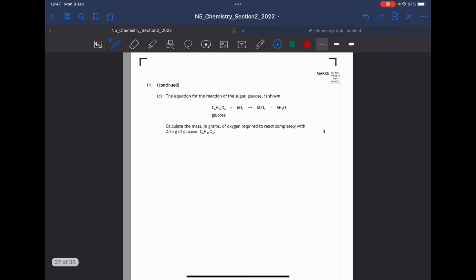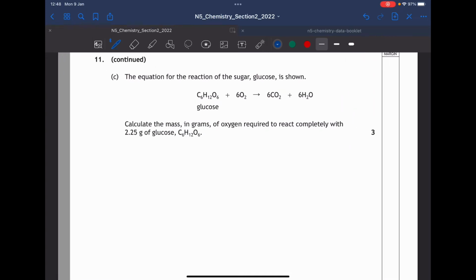So then part C, calculation from equation. Calculate the mass in grams of oxygen required to completely react with 2.25 grams of glucose. And it gives you the formula for glucose. So we're looking for the amount of oxygen to react completely with the glucose. Then we're given a mass of glucose. So that's going to be the two chemicals we're using for this calculation.